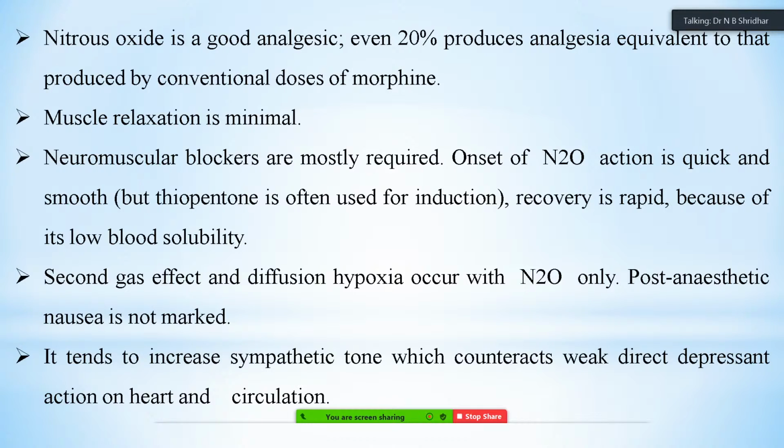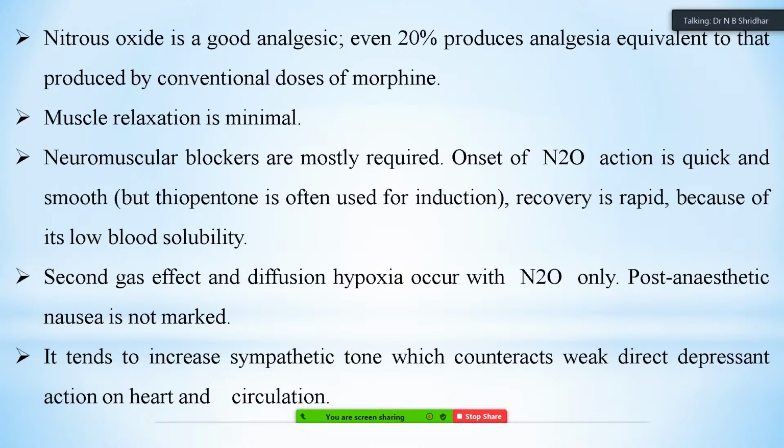Neuromuscular blockers are many times required, and the onset of nitrous oxide action is quick and smooth, but thiopentone is often used for the induction because nitrous oxide is not causing much muscle relaxation, and the recovery is very rapid because of its low blood solubility. And second gas effect and diffusion hypoxia occur with nitrous oxide only. So the post anesthetic nausea is not marked.